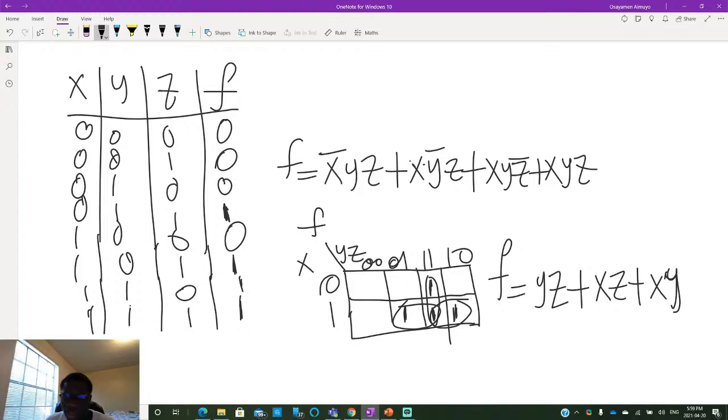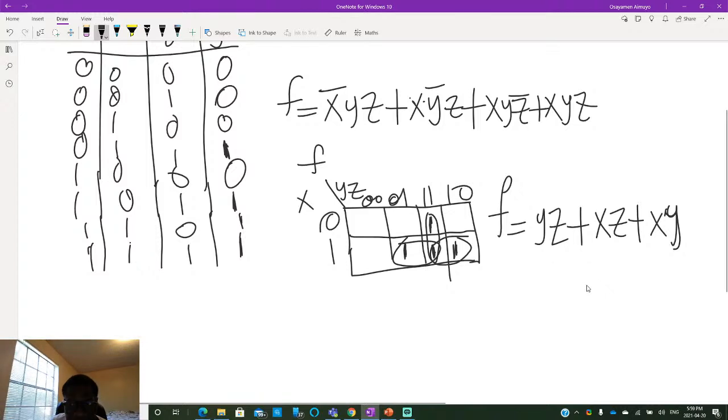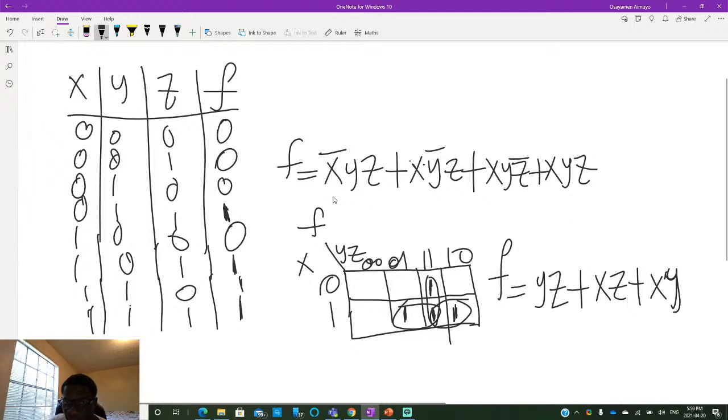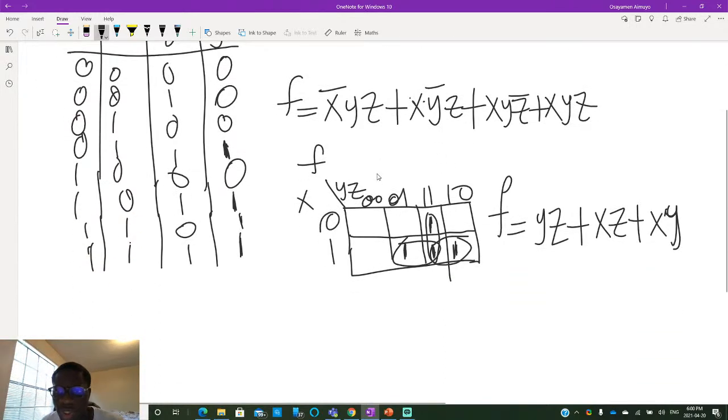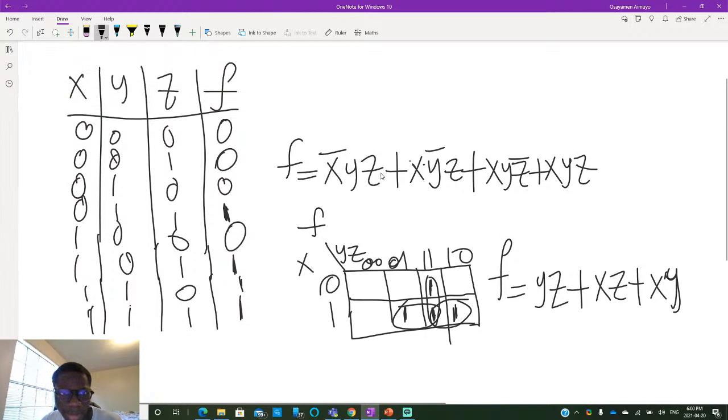XY. Okay. So from this, just looking at the function, we can see that it would be difficult to implement this using the 2 by 1 mux directly. But if we examine the original function, we can see that. Okay, so we have x bar.